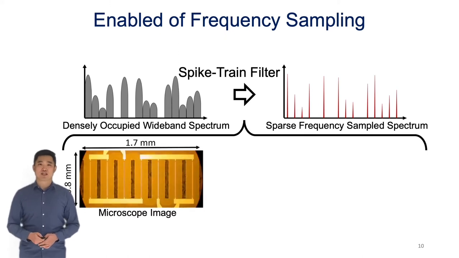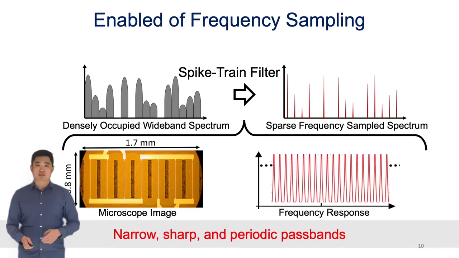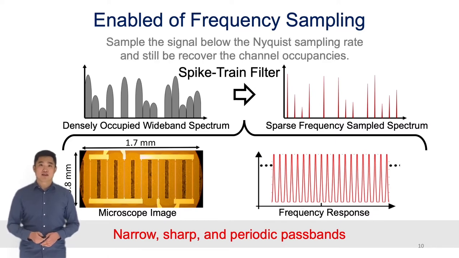We designed this filter to have many narrow, sharp, and periodic passbands across a wideband spectrum. It can pass a small fractional bandwidth in every band and filter out all the remaining frequencies. As a result, the output spectrum is sampled at the periodic filter passband, and it becomes very sparse, so we can sample the signal below the Nyquist sampling rate and still be able to recover the channel occupancies.